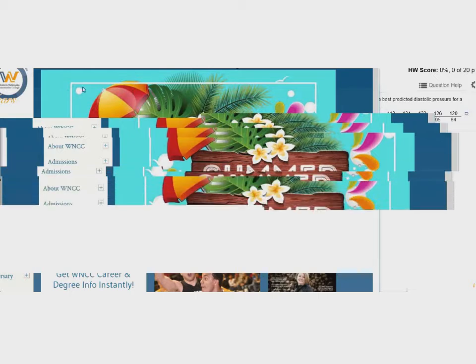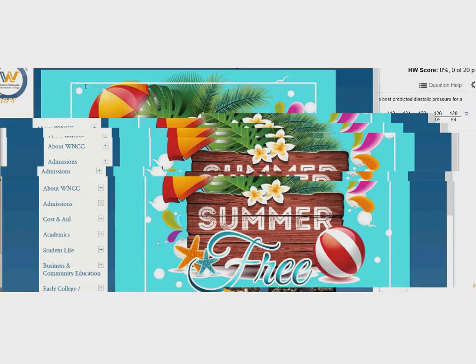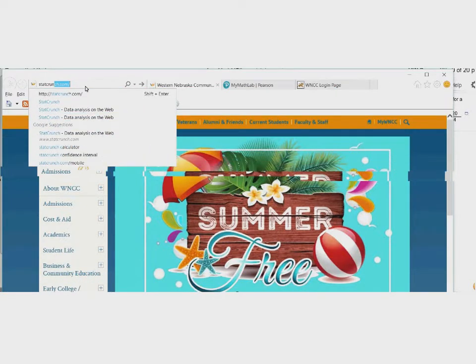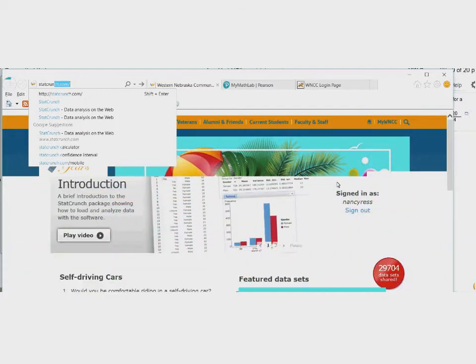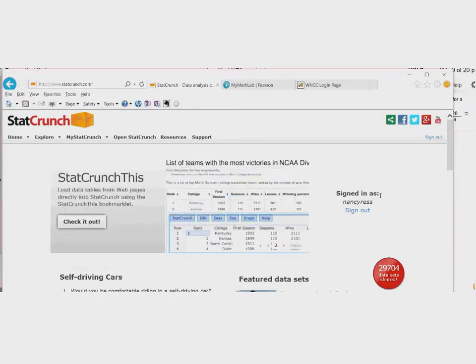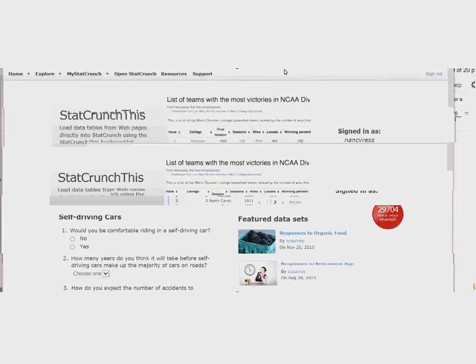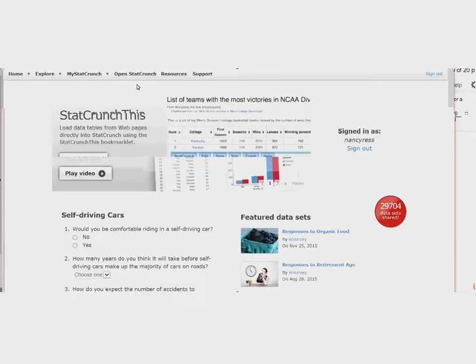To do this, you can just type in statcrunch.com. And it'll take you there, and if you're already signed into MyMathLab, it should not make you sign in. If it does make you sign in, just use the same login ID and password that you use for MyMathLab. So once you get this pulled up, if you want to put in some data, just click on Open StatCrunch.